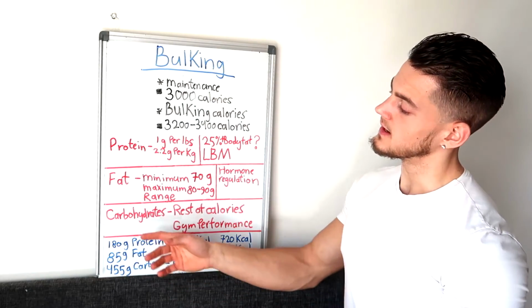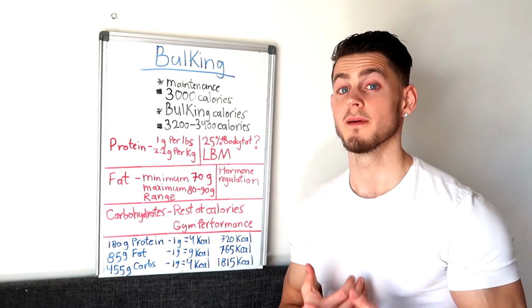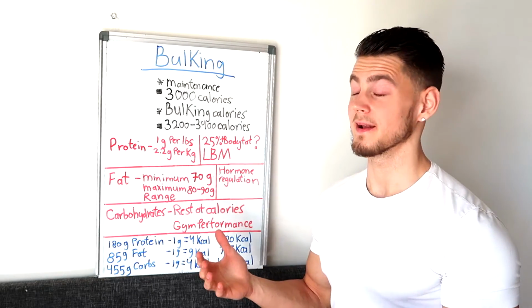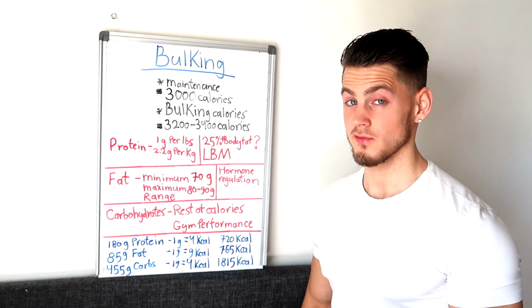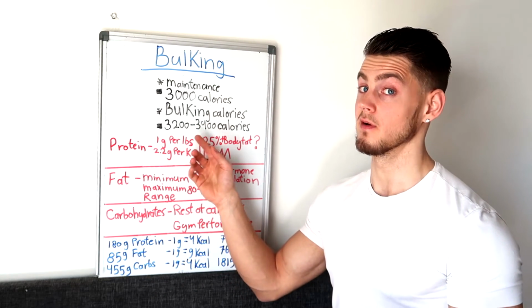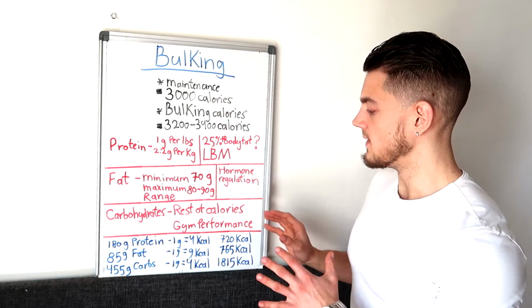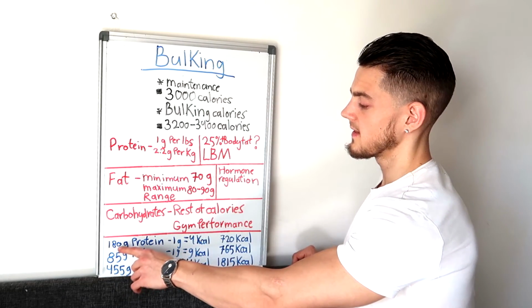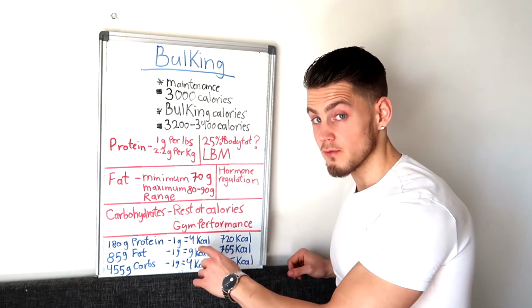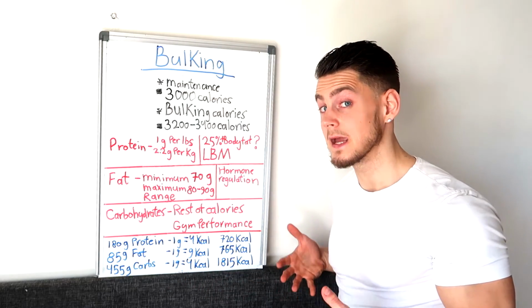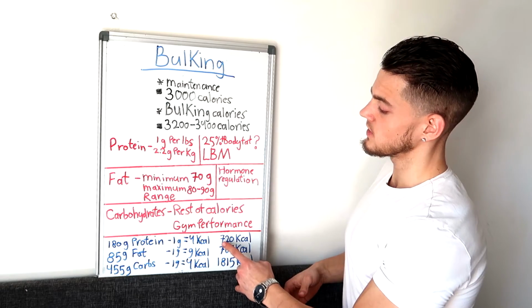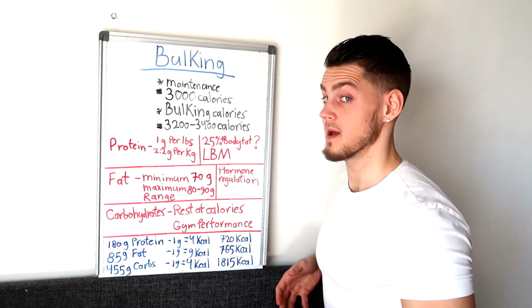So now we're coming down to the calculation of our macronutrient breakdown. So again, we're going to be assuming that we weigh 180 pounds, which comes down to 1 gram per pound of body weight. For fats, we're going to be going for 85 grams. So then we're going to be multiplying 180 grams of protein with 4 calories, since 1 gram of protein equates to 4 calories, which will give us 720 calories coming from protein.